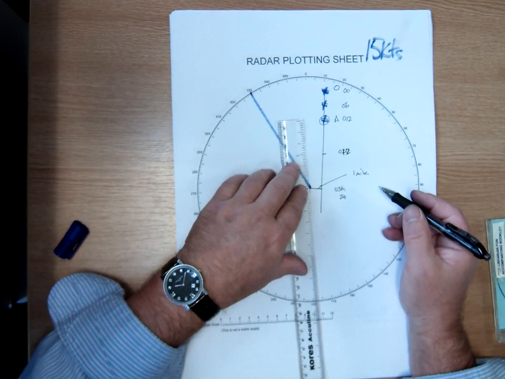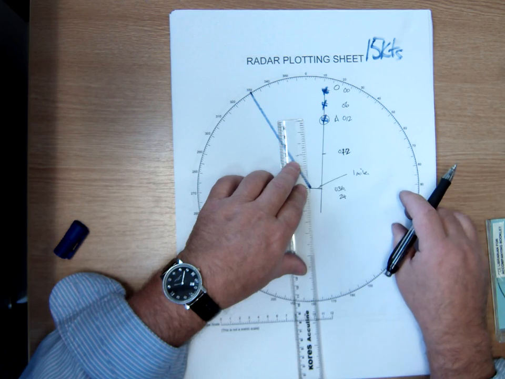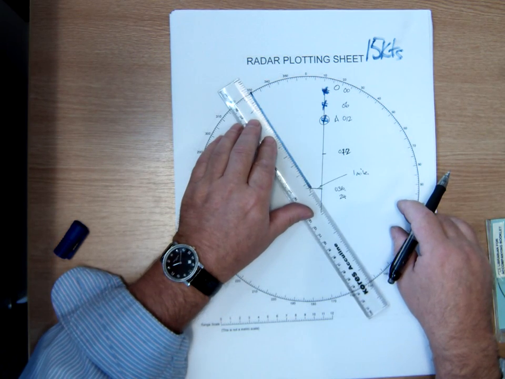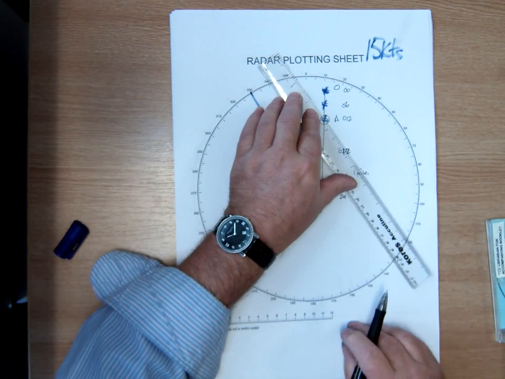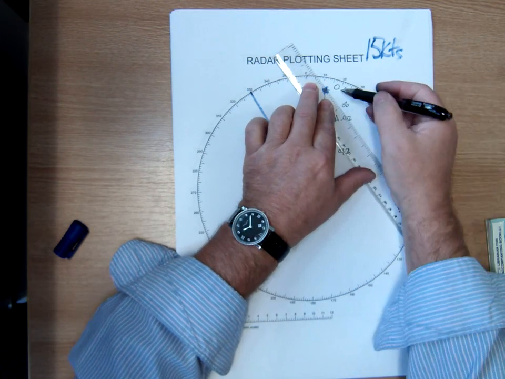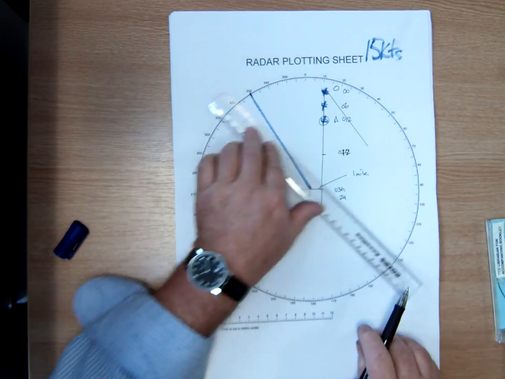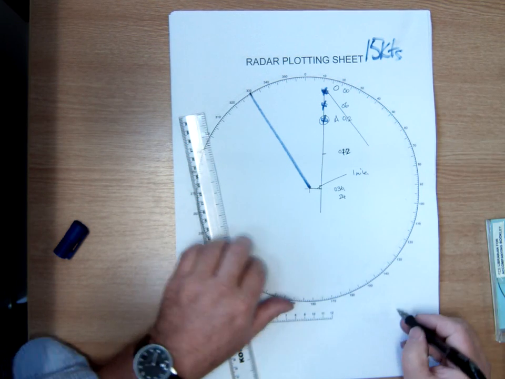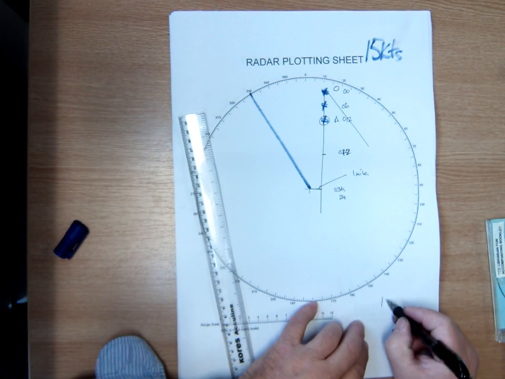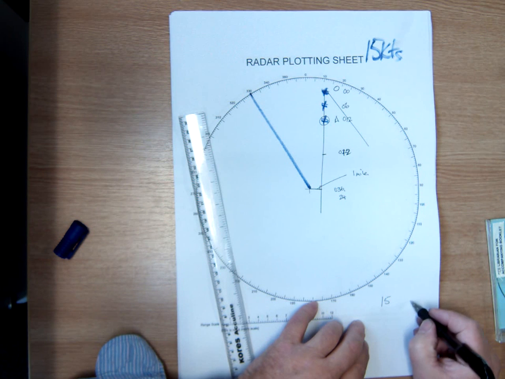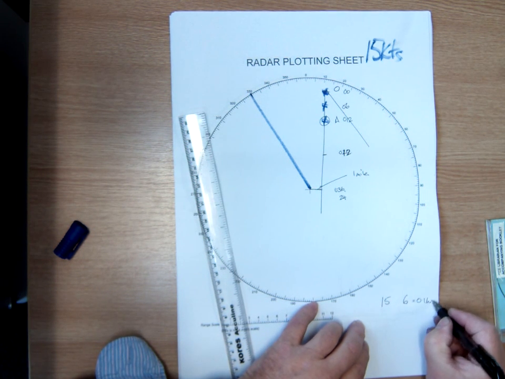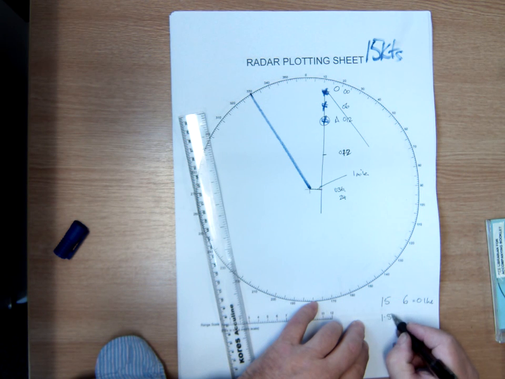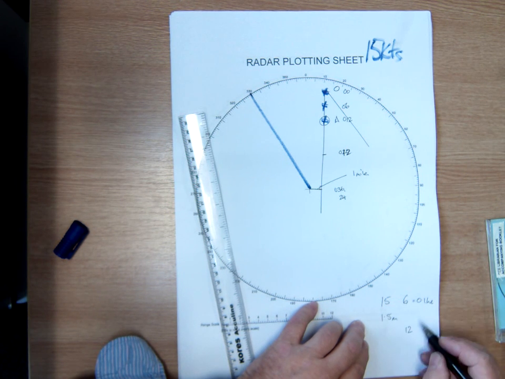So what I need to do is work out what's her course and speed. So if I run a line parallel to my heading marker, this is over 12 minutes and she's done 15, so I need to do 15 knots. How far have I gone in 6 minutes? Well, 6 minutes equals 0.1 of an hour, so that becomes 1.5 miles. So 12 minutes times 2 equals 3 miles.